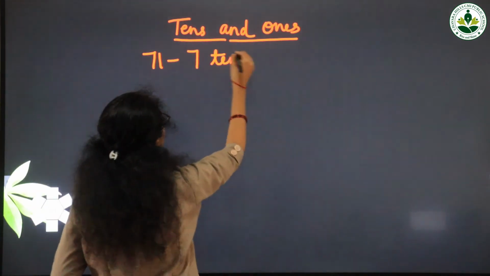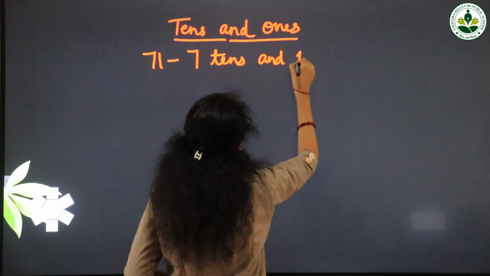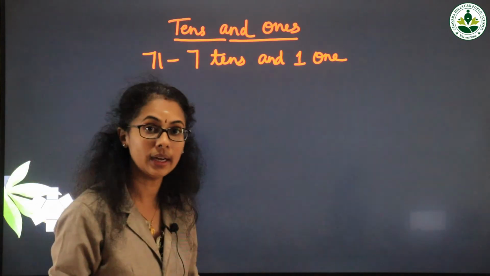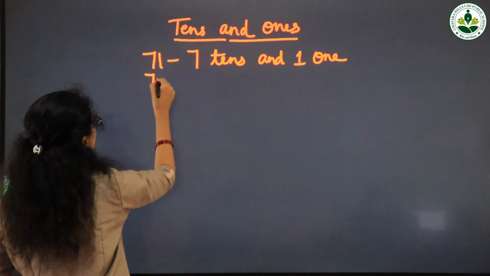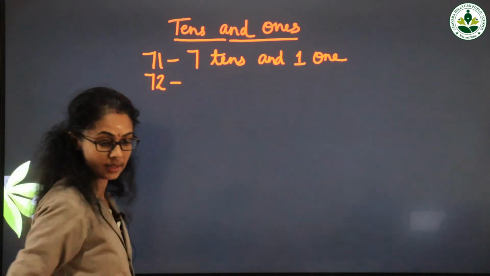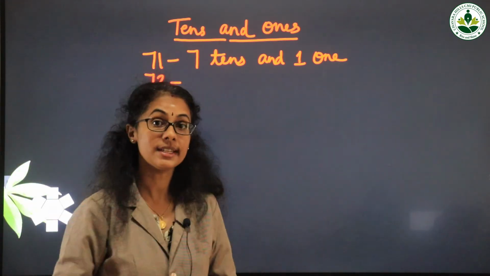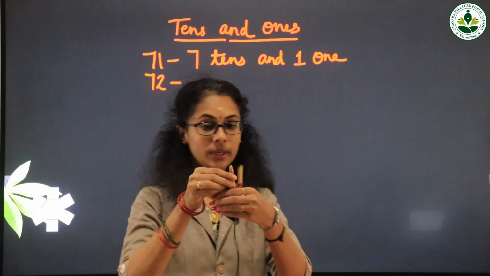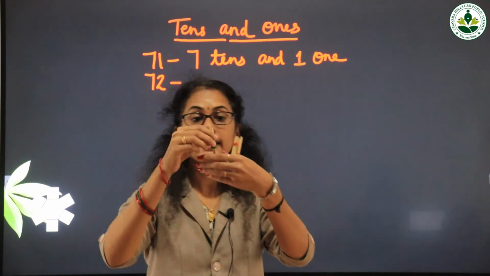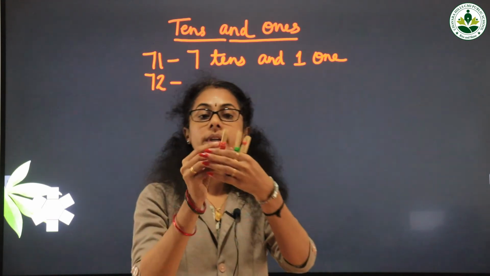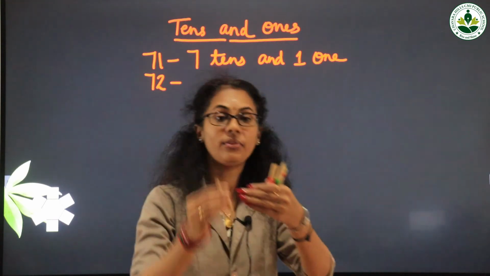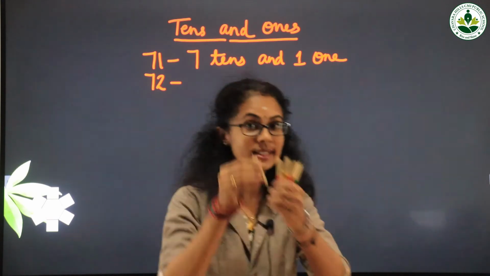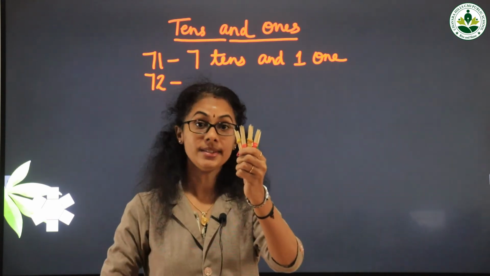7 tens and 1 one. Which number comes after 71? Number 72. How many tens and ones in 72? 1 ten, 2 tens, 3 tens, 4 tens, 5 tens, 6 tens, 7 tens. And 7 tens are 70.